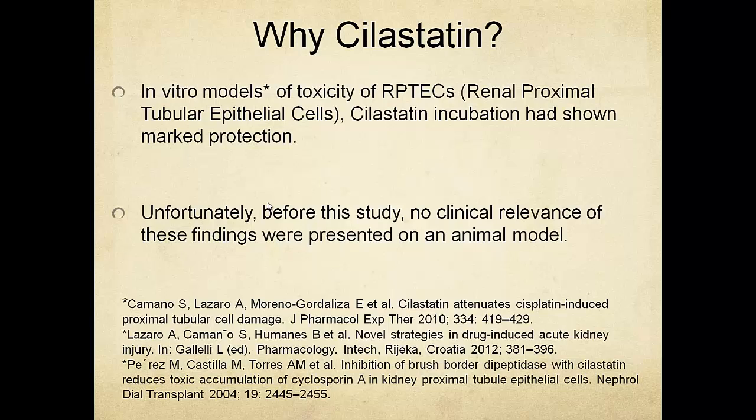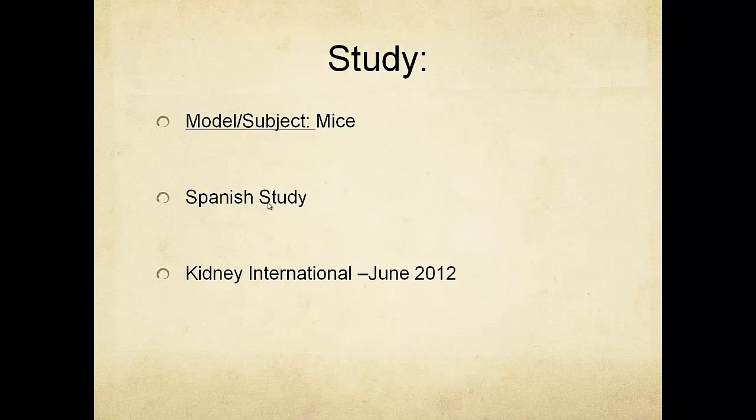Unfortunately, before this current study, no clinical relevance of these findings had been presented on animal models. All those studies were in vitro models, and fortunately, cilastatin had very good effects on reducing cisplatin-induced nephrotoxicity. But this is the first animal study, so that's why I was interested in presenting this. The subjects were rats. It was a Spanish study, published in Kidney International in June 2012.